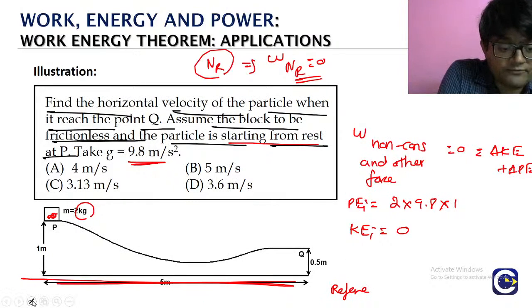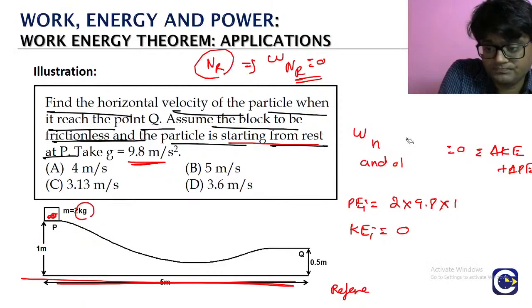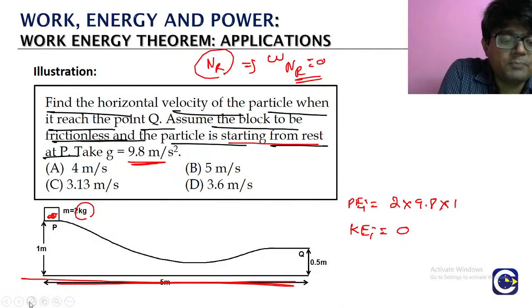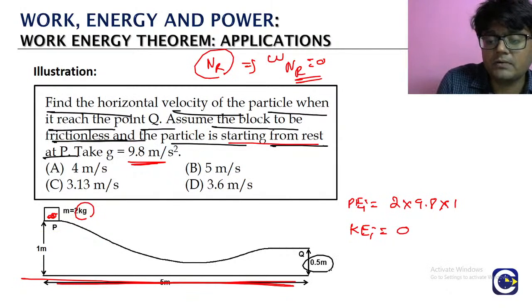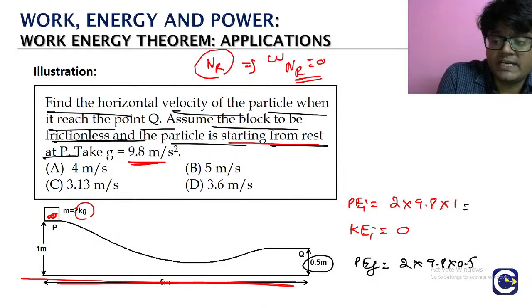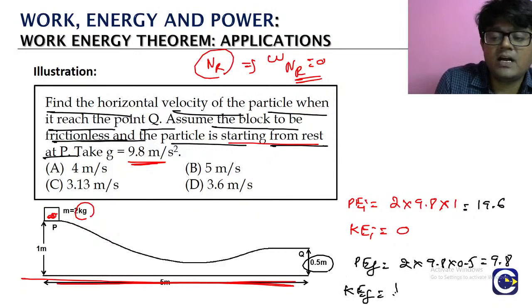Then we have to look at the final, which means at point Q. What is the height of point Q from the reference? 0.5 meters. So P final will be 2 into 9.8 into 0.5. This is 9.8, since 2 into 0.5 is 1. K final is half into mass of the object into velocity square.